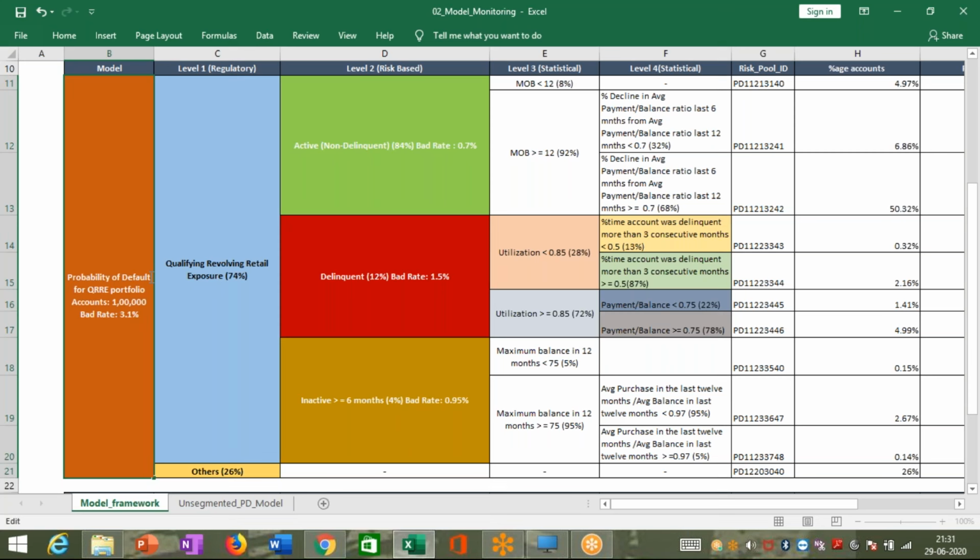How do we decide this bad rate of 3.1%? Are you assuming it hypothetically? So bad rate is the typical definition: the total number of bads divided by the total number of accounts. I'm putting it at 3.1%, which was the bad rate for that portfolio. A credit card portfolio is typically expected to have a bad rate of around 3 to 5%.